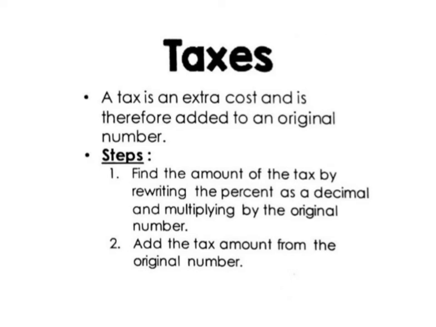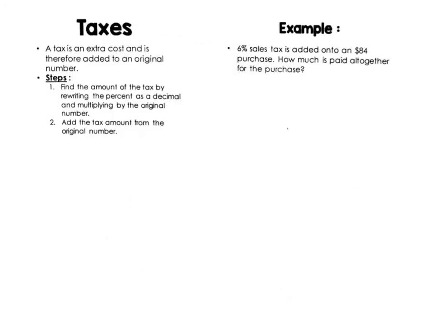Now we're going to talk about taxes. A tax is an extra cost that is therefore added to an original number. So we find the amount of the tax by rewriting the percent as a decimal and multiplying by the original number. Then we add the tax amount to the original number. So let's look at our example. We have 6% sales tax added onto an $84 purchase. How much is paid altogether for the purchase?